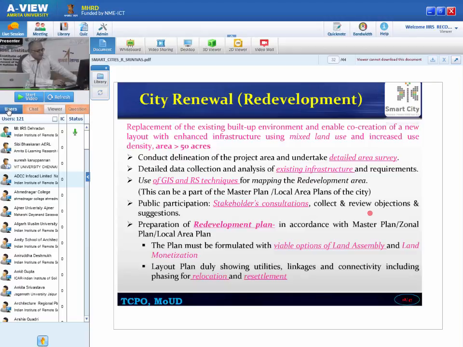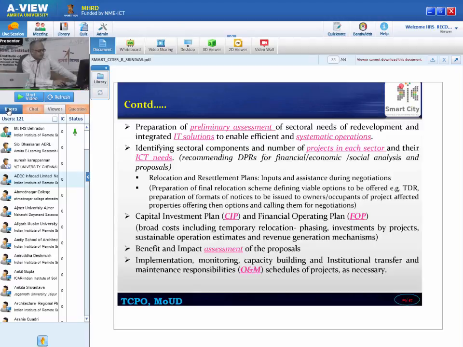Similarly, for city renewal and redevelopment also, you need to conduct delineation of the project area, collect data, and map appropriately the entire redevelopment area, which could be part of a master plan or local area plans of the city. You need stakeholder consultations, and the redevelopment plan has to be in accordance with the master plan or zonal plan overall objectives. The plan must be formulated with viable options of land assembly and land monetization. The layout plan must be prepared, clearly showing the utilities, linkages and connectivity, including phasing for relocation and resettlement if it involves that. Then, of course, it also needs to have CIP and FOP and benefit and impact assessment.